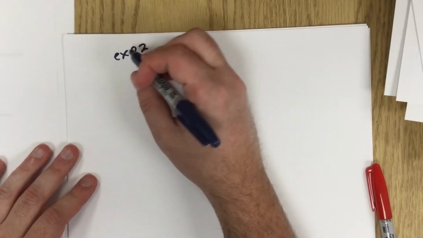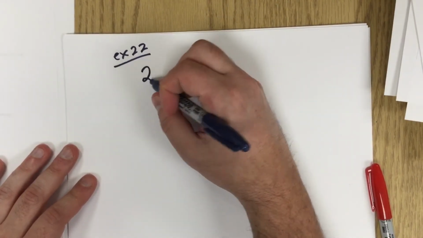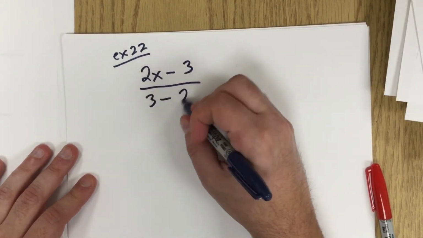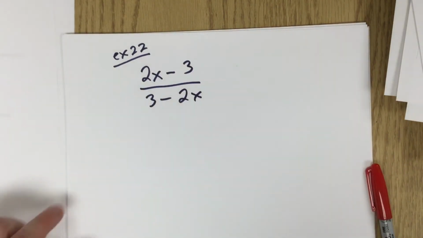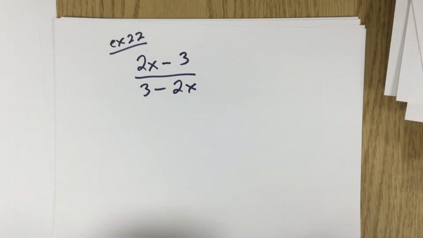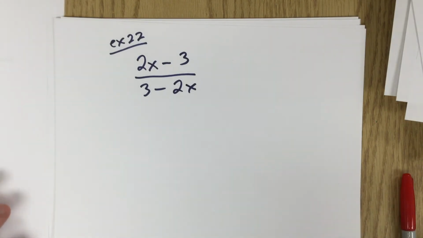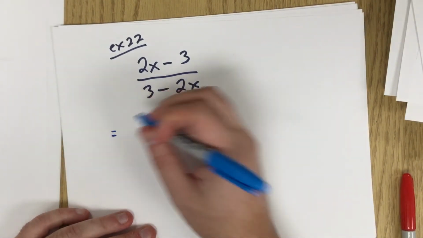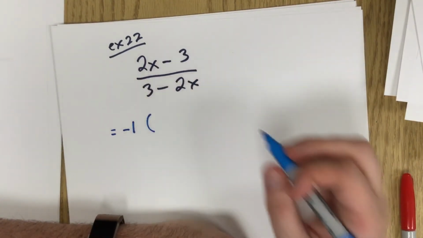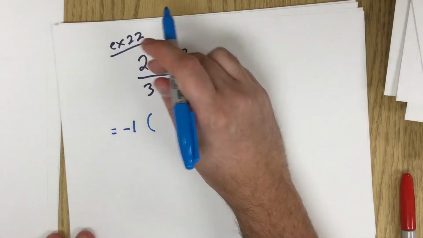Example 22. Okay, so these look like they almost cancel, but not quite. Like they're almost the same, but they're kind of opposite. And we're not quite sure what to do here. So what we're going to do is we're going to do a trick. And the trick we're going to do is we're actually going to factor out a minus 1. You can do it from the top or the bottom. I'll do it from the top. We factor out a minus 1 from the top.